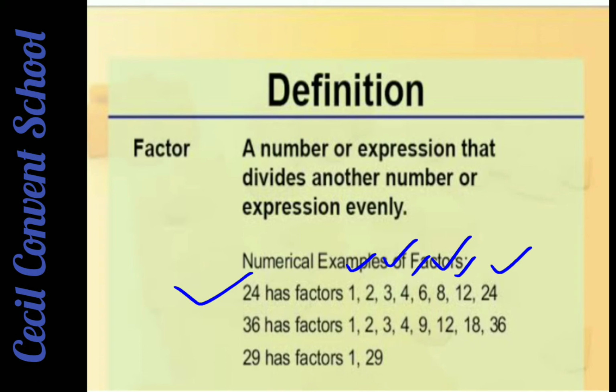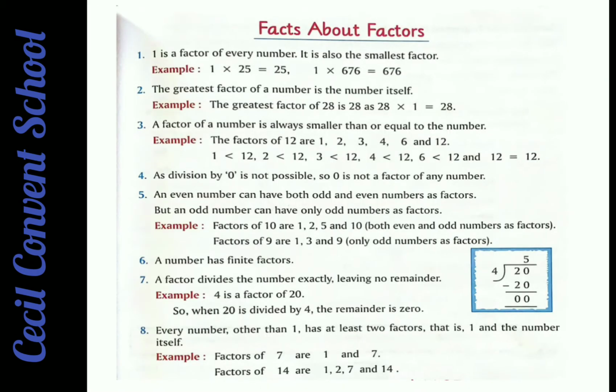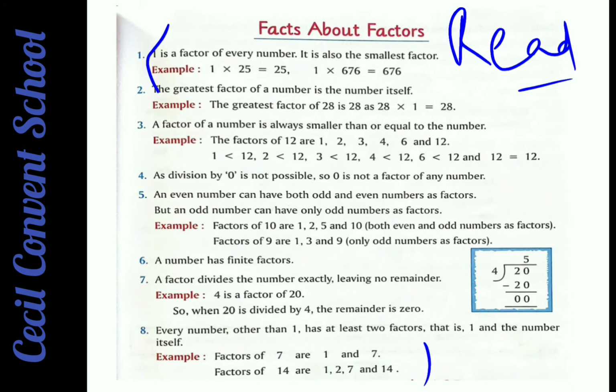Now student, there are some facts about factors. All these facts are given in your book. Please mark them in your book and above it write down "read word", which means you have to read from the book. Clear? The first point, which is very important and I already told you, is that 1 is a factor of every number. Whenever we start finding the factors, 1 is the first number considered in every table. Clear? So 1 times 25 is 25.